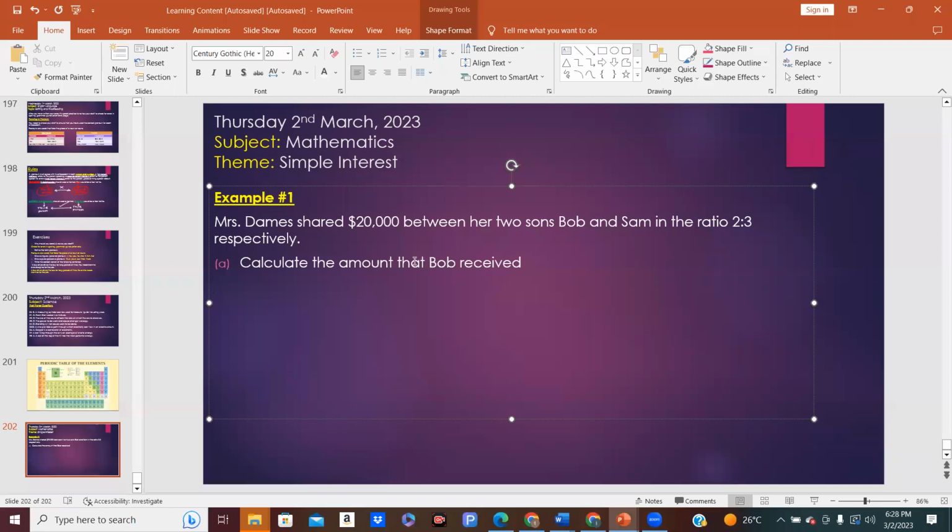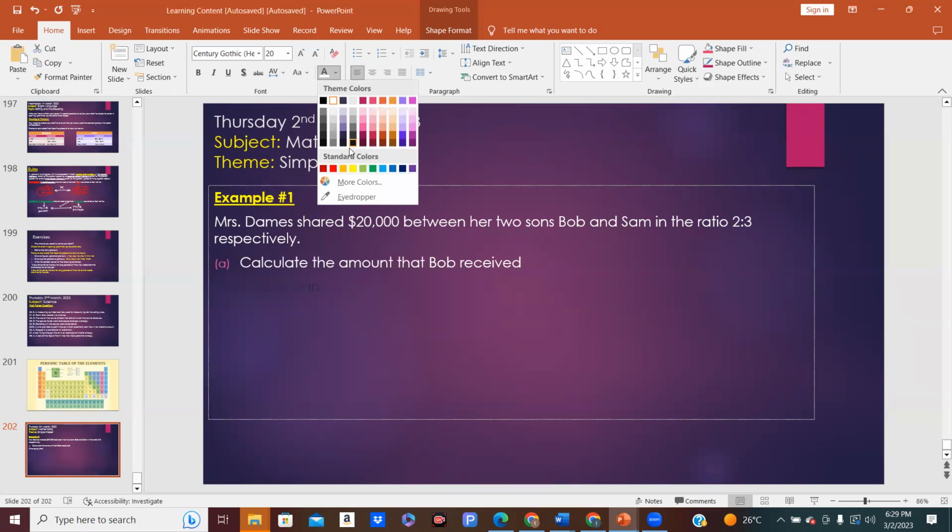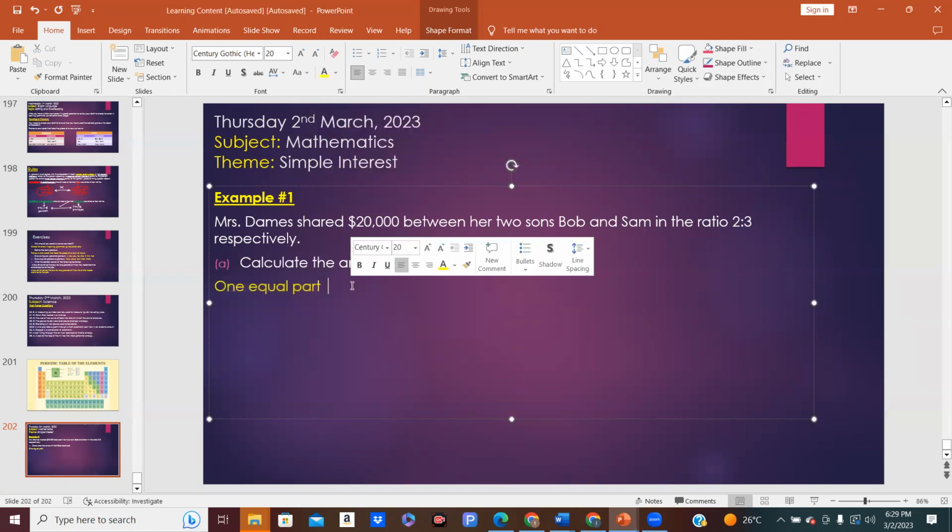We take 20,000 divided by the sum 2 plus 3. What's the first thing we must do? We must find the sum. What is one equal part? One equal part is going to be 20,000 divided by 2 plus 3.